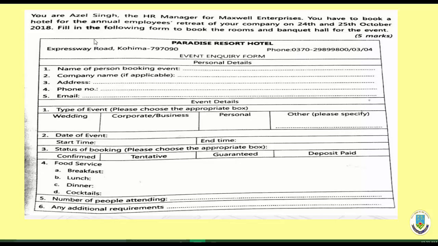Name of the person who is filling up. You have to fill up the name of the person who is booking this event, company name, Maxwell Enterprises, address. You have to write the address, phone number, email ID. If it's not given here, you have to create something on your own. Type of event is business, isn't it? Date of event, starting time, ending time. This is not given here, but you have to write on your own.